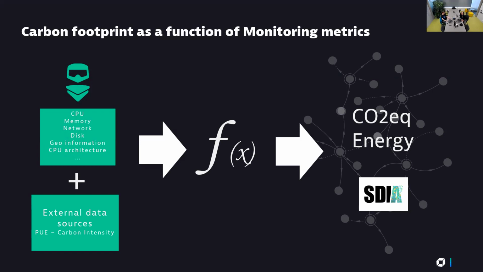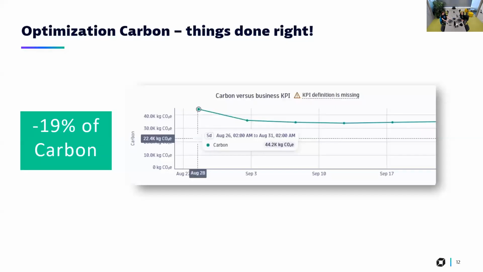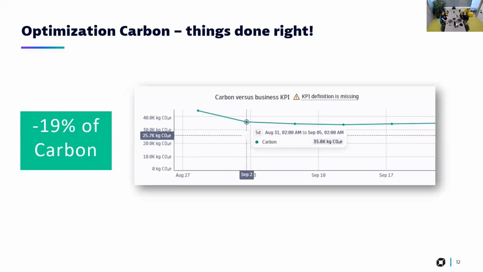Yeah, I think that's a lot of theory. Want to show you something practical first. This is what happened to us. We could reduce our carbon footprint from a daily basis of 8.5 tons down to around 7 tons a day, just around August to September.